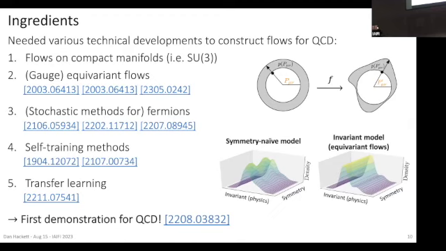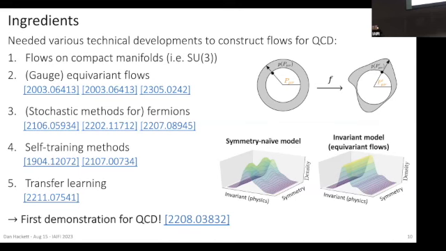We've had to work out some approaches to doing stochastic methods to treat fermionic degrees of freedom. We've also explored how to do self-training of these models. I'll say a little bit more about that later, and also how we can reduce training costs with transfer learning. So this is sort of how the program is built up. And recently, just last summer, we put all of these things together and did a first demonstration in QCD of direct generative modeling of the QCD path integral.